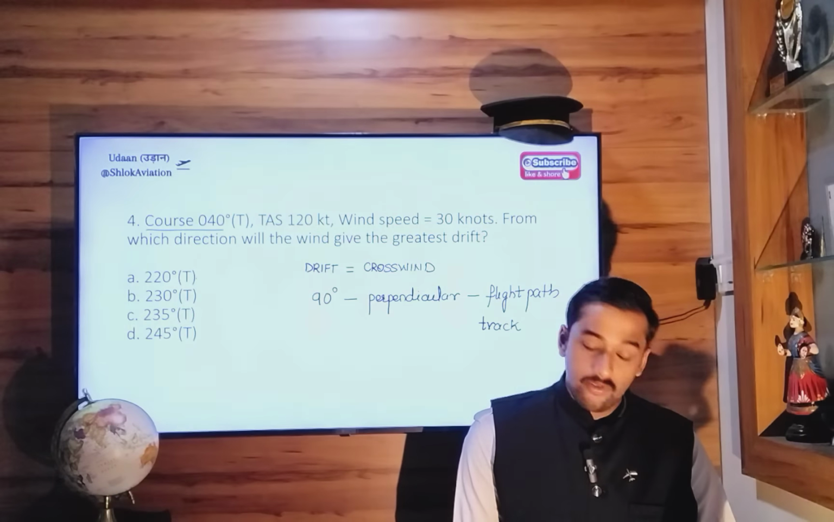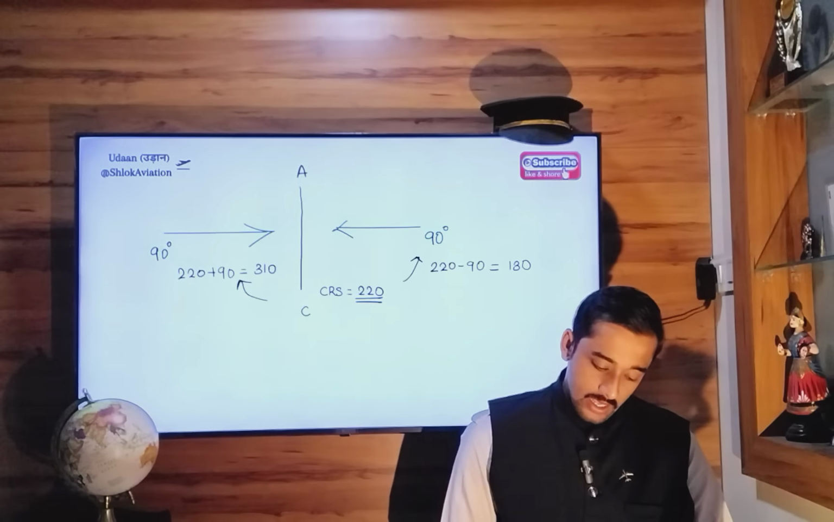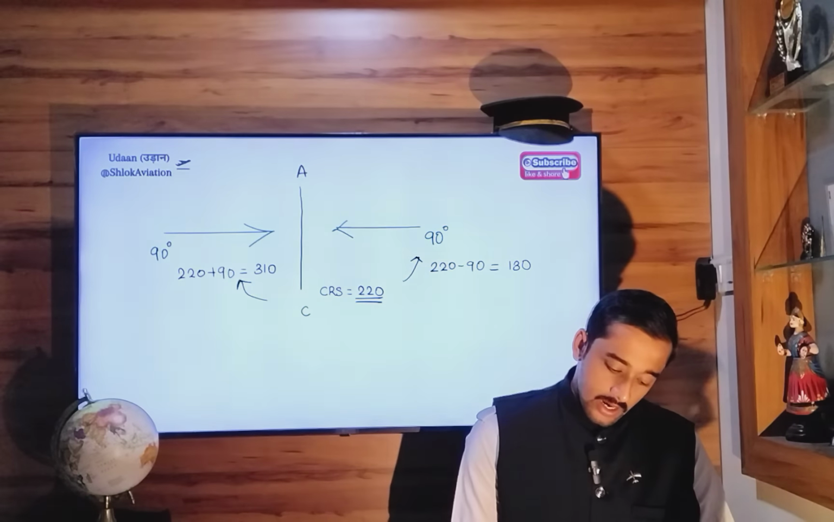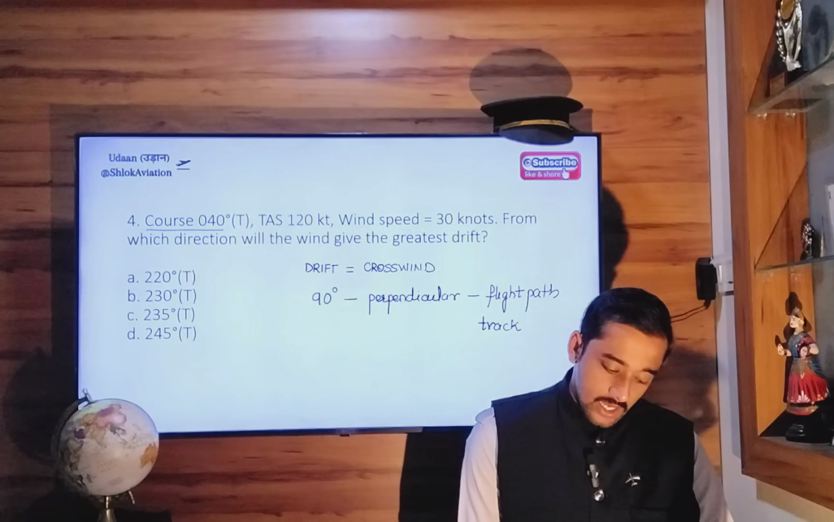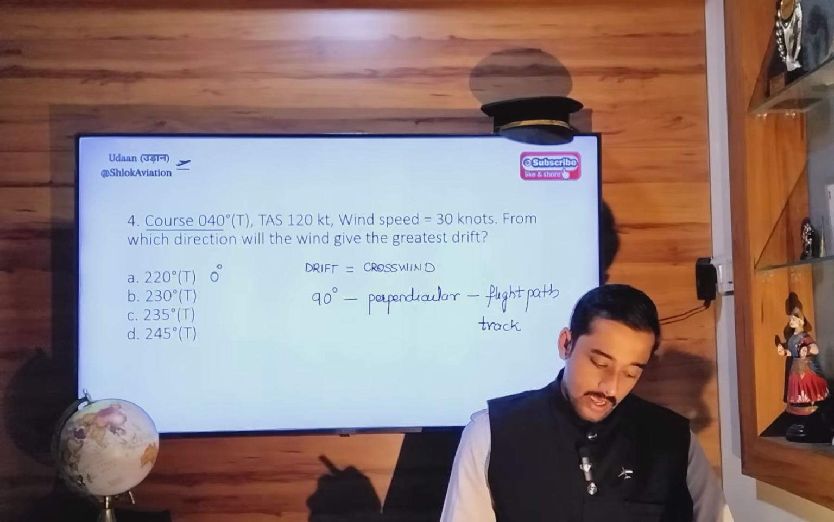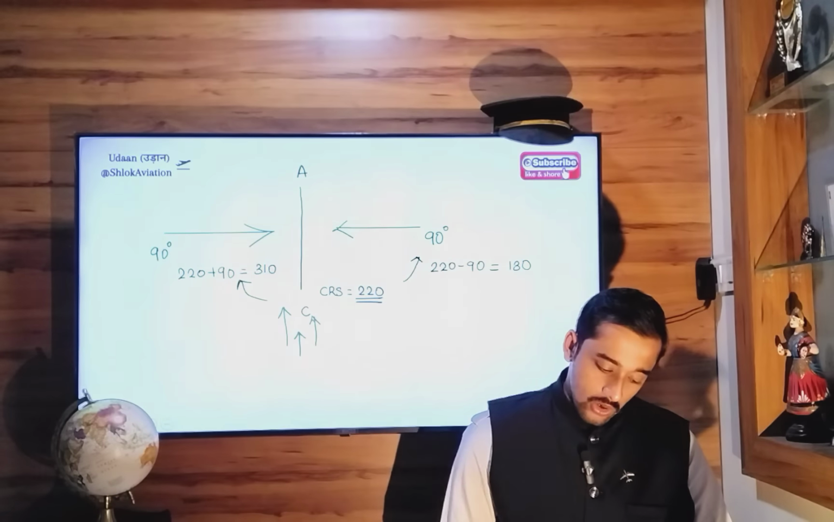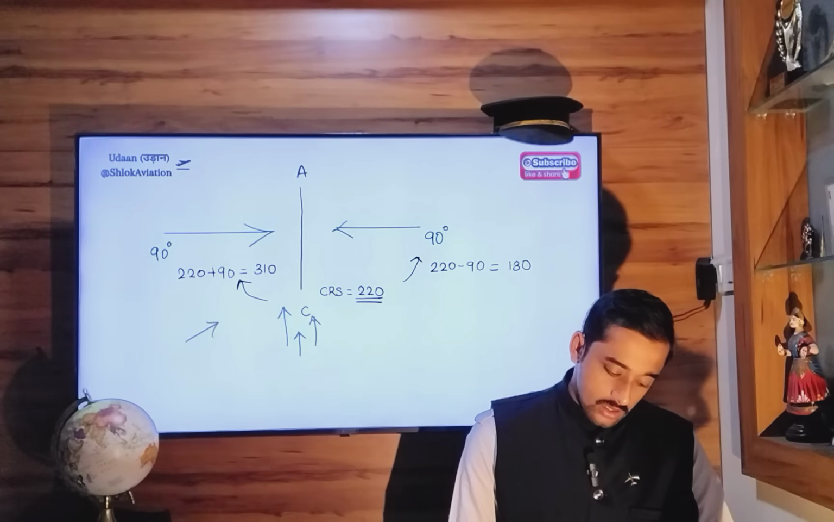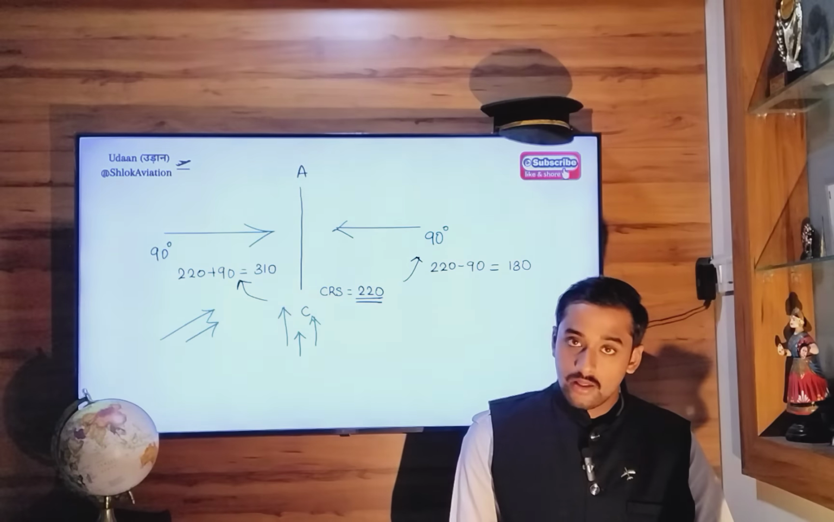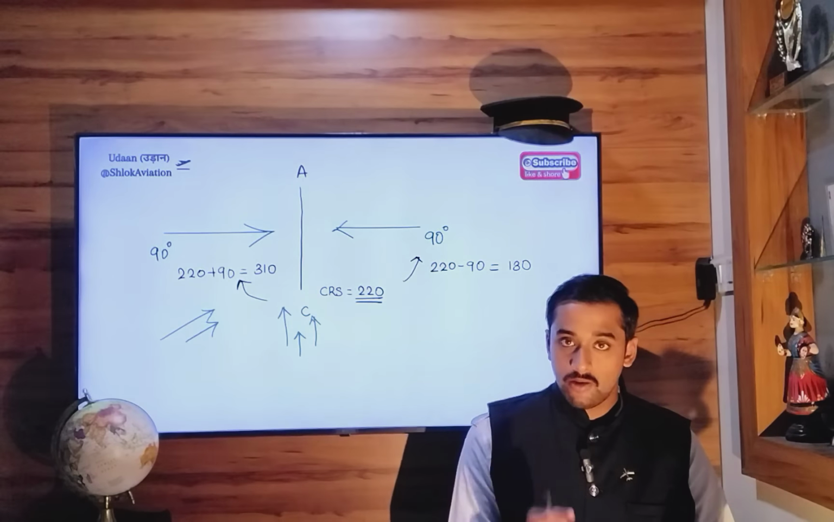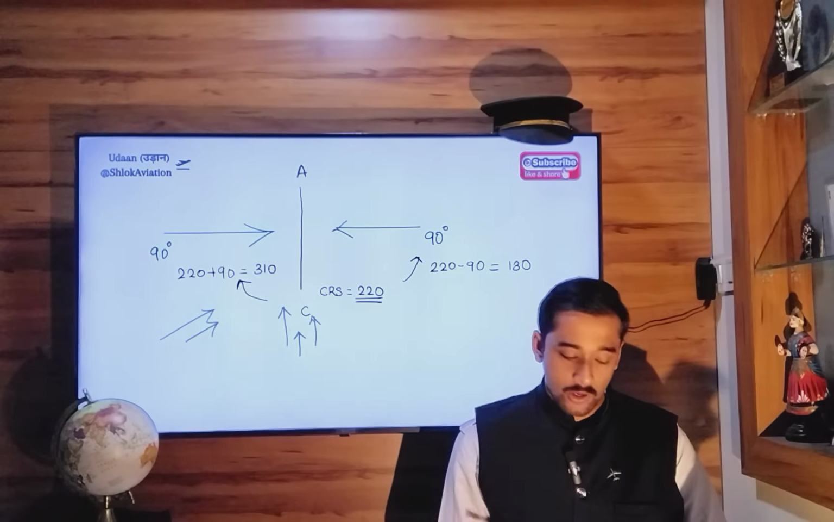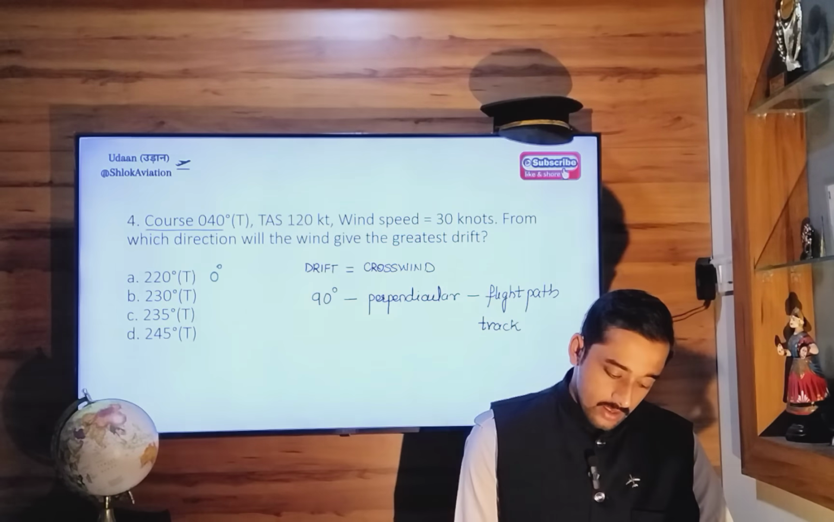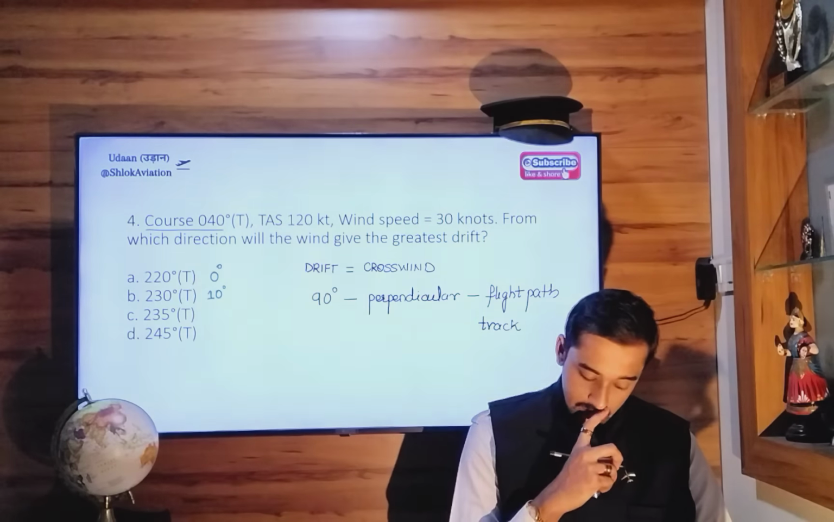220, if winds come from 220 direction, that means you are going to get a direct headwind. So in that case, drift will be 0 degree. There won't be crosswind. If the wind comes from 230, so difference between course and wind, that is 230 and 220 is 10 degree. So drift will be 10 degrees.